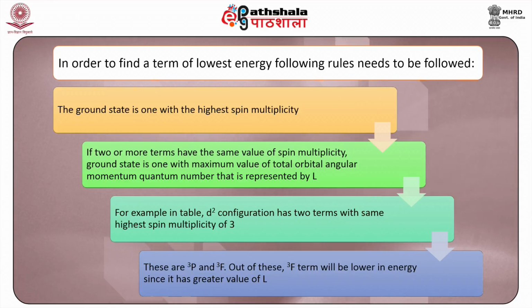According to the second rule, if two or more terms have the same value of spin multiplicity, the ground state is the one with the maximum value of total orbital angular momentum quantum number, which is represented by capital L. For example, as given in the table, for the d2 configuration, it has two terms with the same spin multiplicity of 3. These are triplet P and triplet F. Out of these terms, triplet F will be of lower energy since it has a greater value of L.